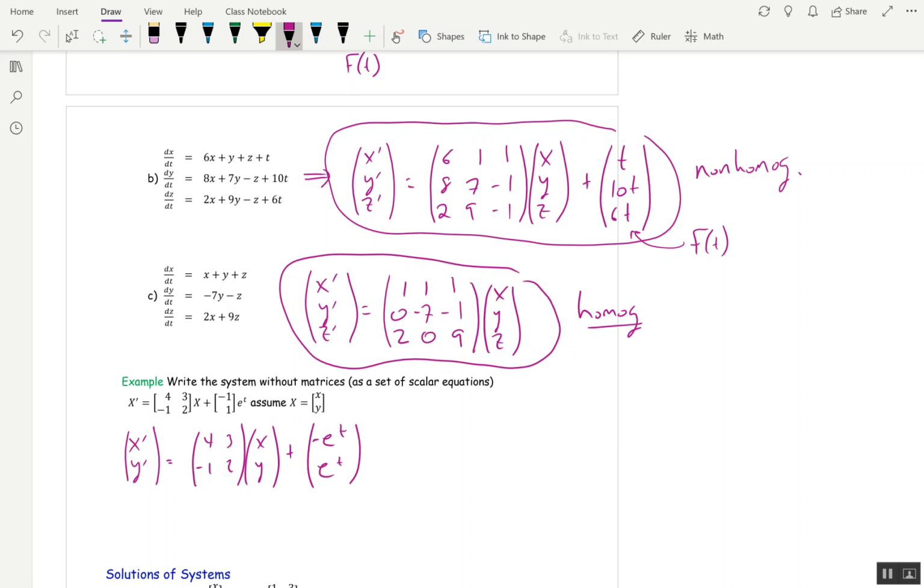All right, and so if I want to separate this out into 2 equations, the top equation will read x prime is 4x plus 3y minus e to the t, and y prime, this is the second equation, negative x plus 2y plus e to the t. So again, that's a non-homogeneous system because our f of t is not the 0 vector.